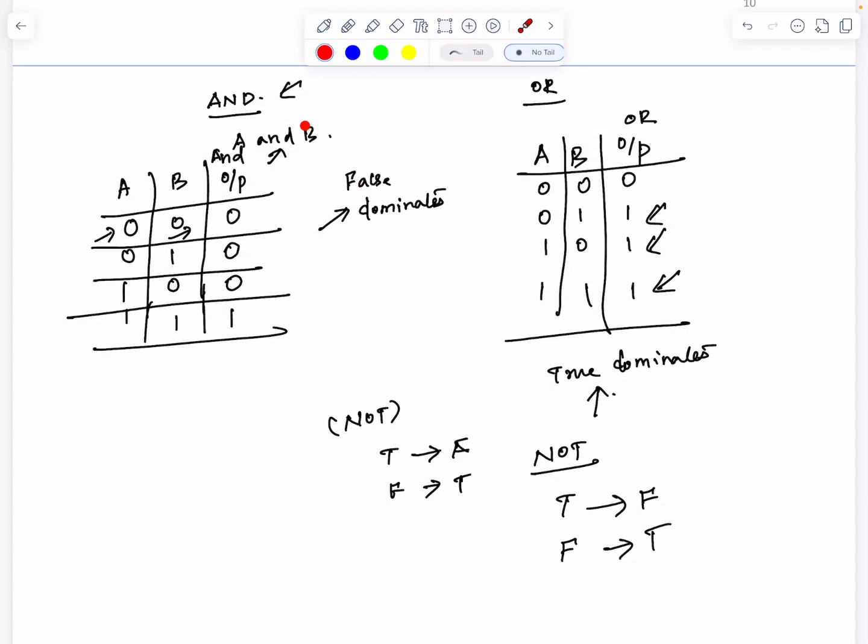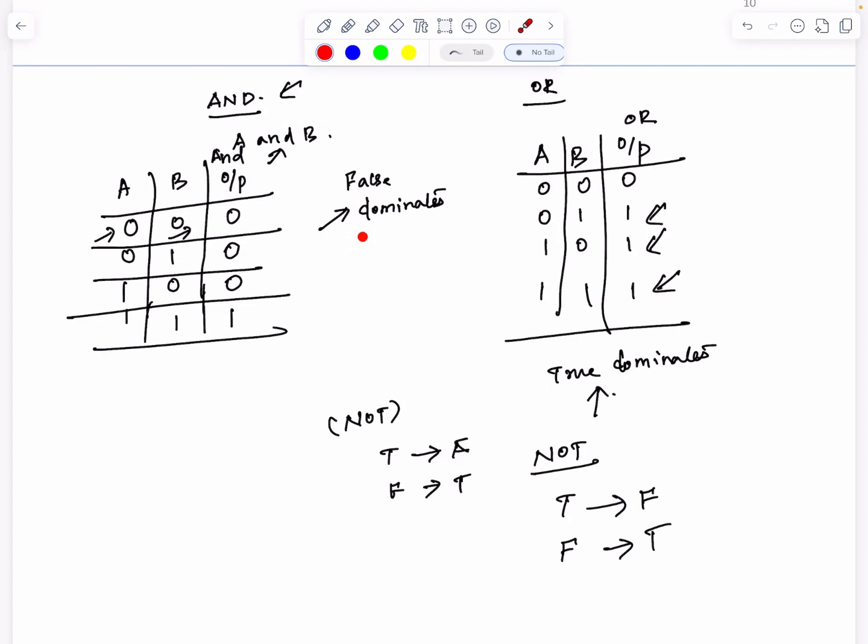So if A and B are false, the outcome will be false. On the other hand, if A is false and B is true, again the outcome will be false. Likewise, if A is true and B is false, the outcome will be false. But in the case of A and B both true, then the outcome is true. So it's true only if both the operands are true in the case of the AND operation. That's why we always say in AND, false dominates.